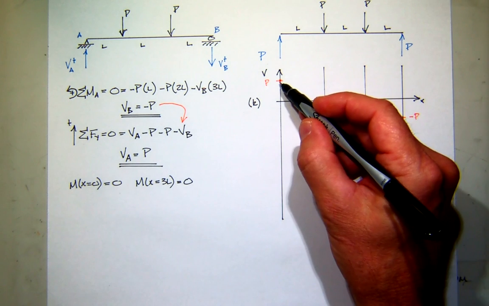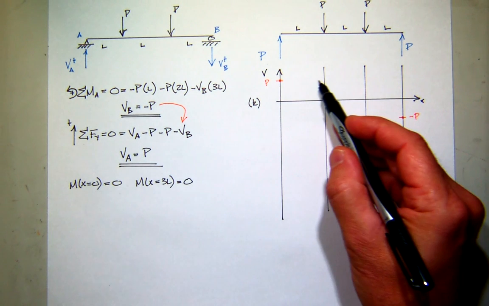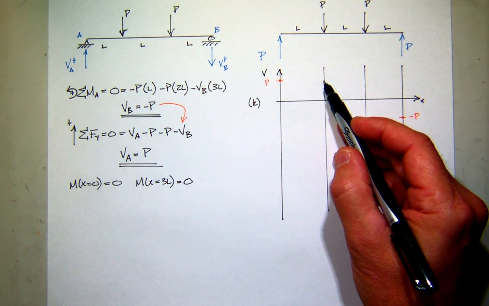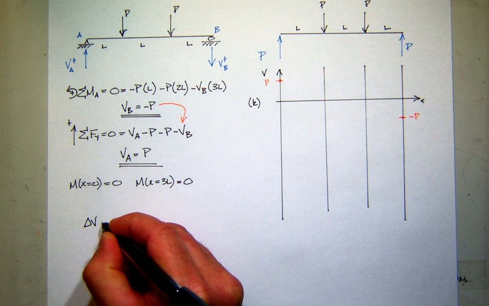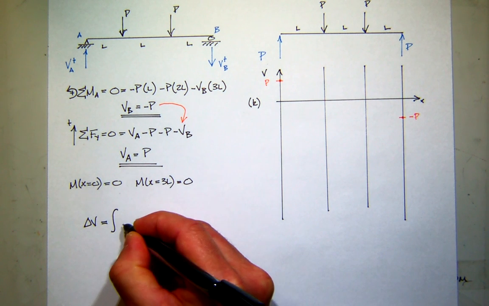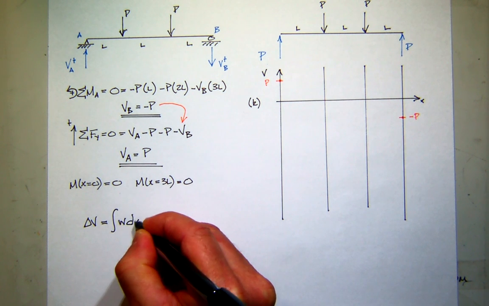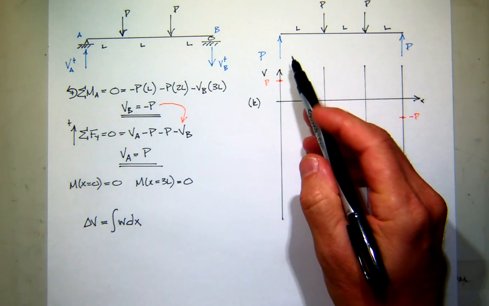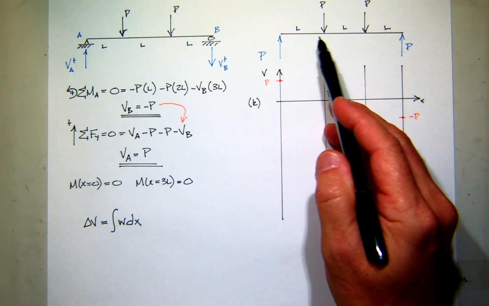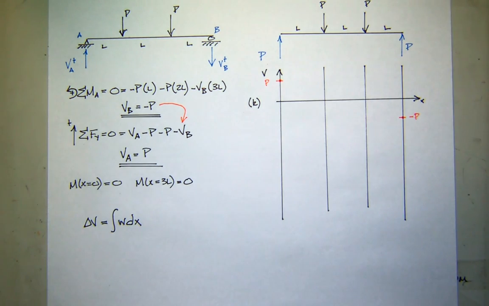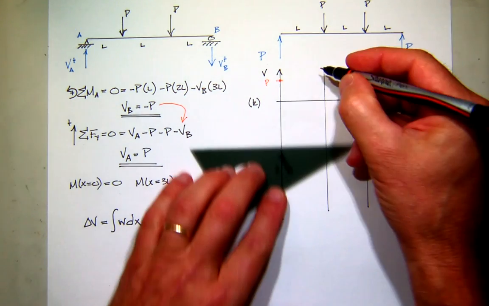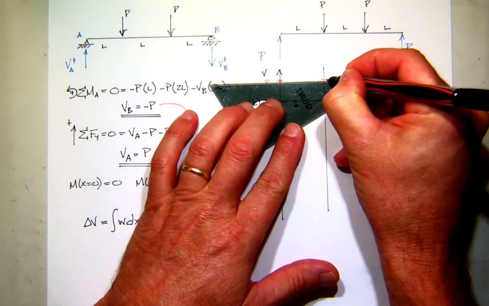Now, I'm starting at P. I want to know what the value is over here at L. Remember, we have an expression that says the change in shear is equal to the area under the load diagram. What is the area under the load diagram from 0 to L? 0. So the change in shear is 0. That means if it starts at P, it better end at P.